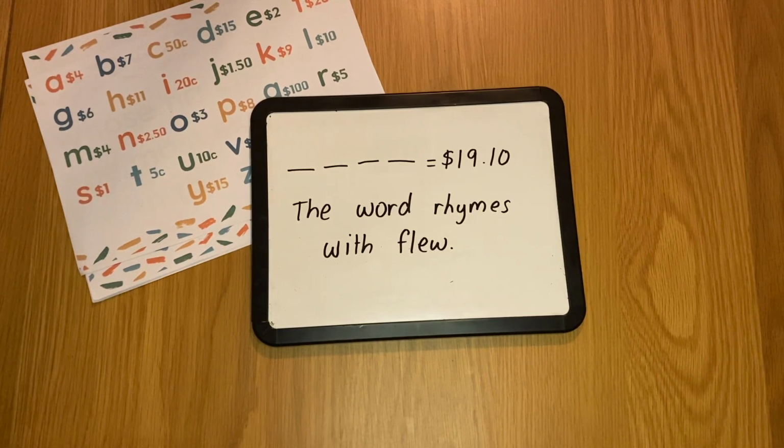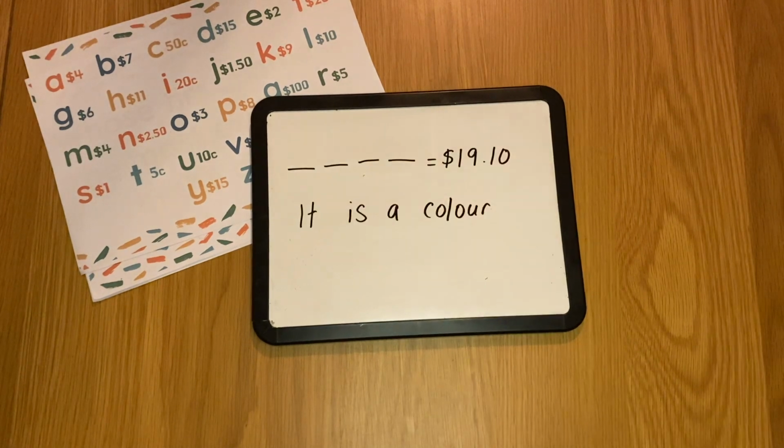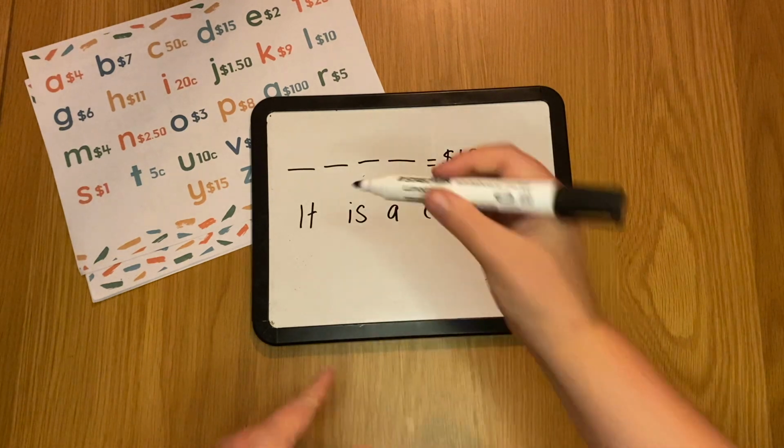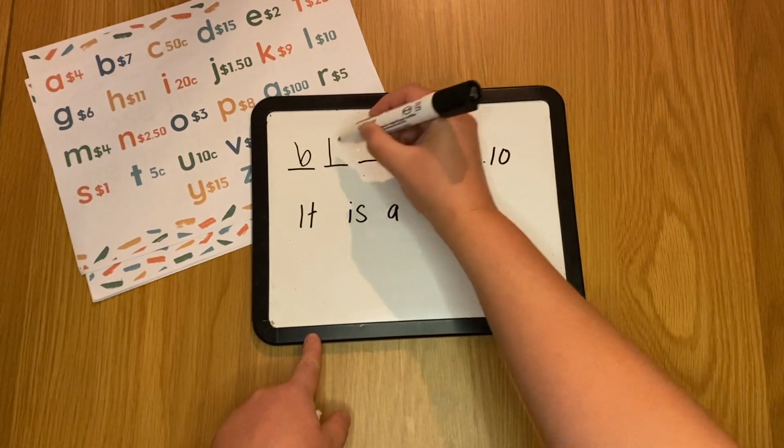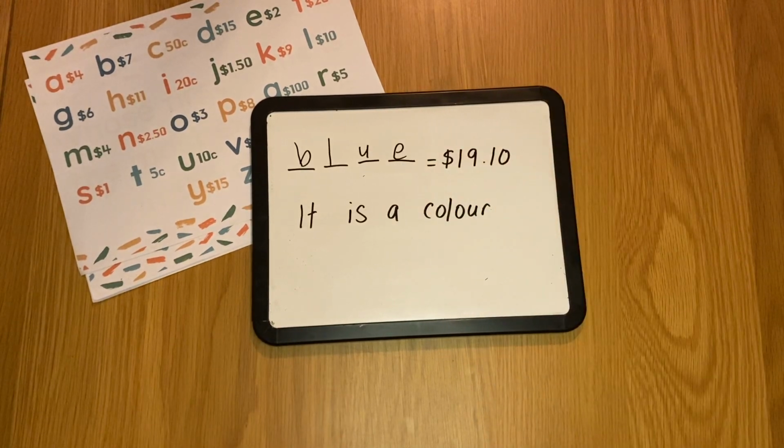So then students would go away and start to explore, okay, it's got 4 letters, it rhymes with flu, let me have a play around with some of these quantities and see if I can make it $19.10. And then on the last day that I am exploring this word, I might give them a clue that I would hope would lead them to the correct answer, which is it is a colour. This then would hopefully lead them to figure out that the word is blue.